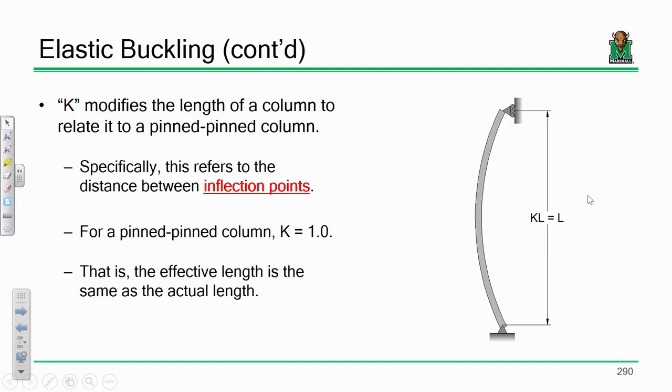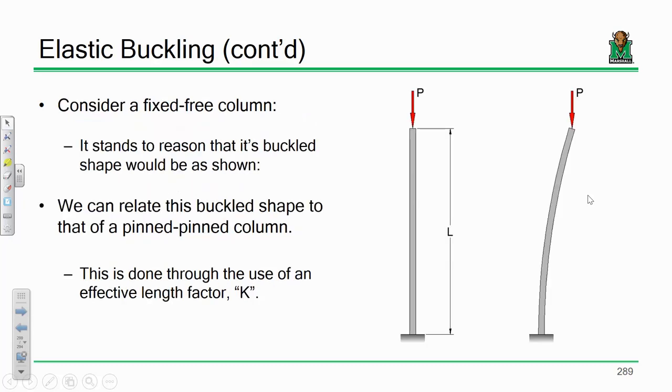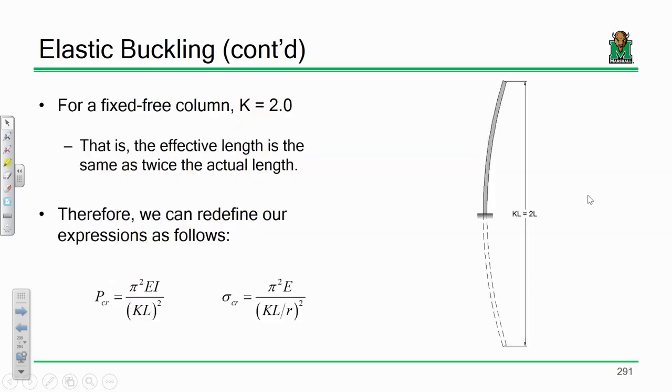What I want to do is determine different K values for different columns to relate them to this. Here's that fixed-free column. If I continued that deflected shape, let's draw it out, that looks a whole lot like how the pin-pin column buckles, doesn't it? Now, how long is that deflected shape? Well, it's not the length, it's 2 times the length, right?